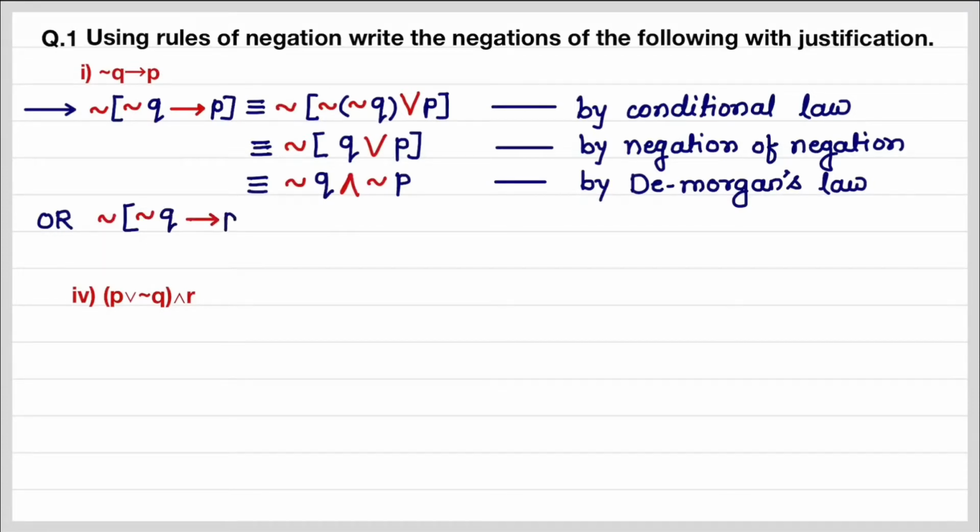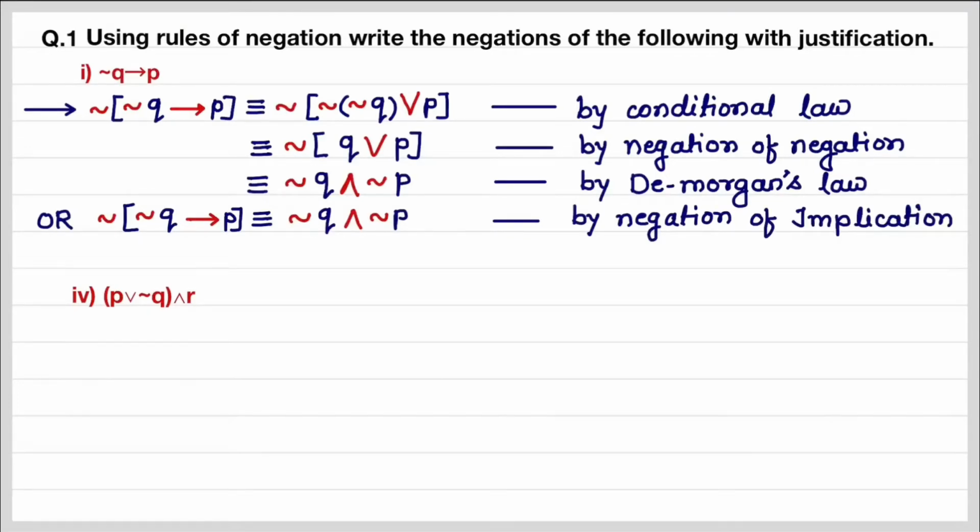We can derive the same in another way also. Negation of Q implies P is equivalent to, we have seen rule for negation of implication. Rule for negation of implication is first statement and negation of second statement. So it becomes negation of Q, first statement as it is, and negation of second statement. Here second statement is P. Therefore it is negation of Q and negation of P. Here reason is by negation of implication.